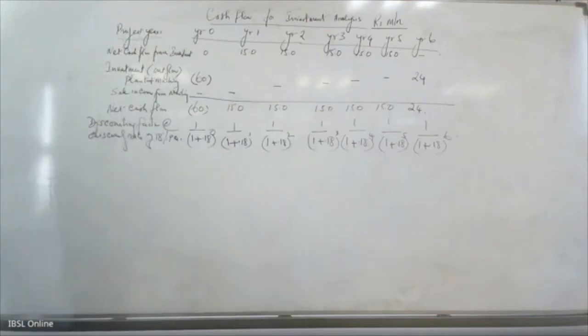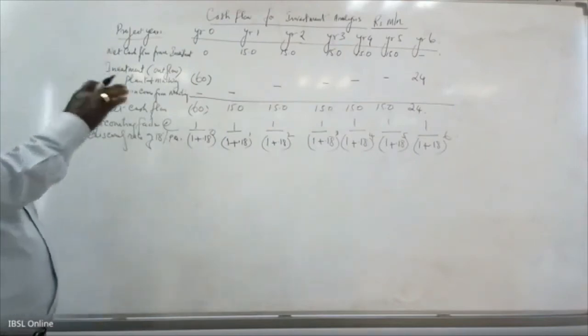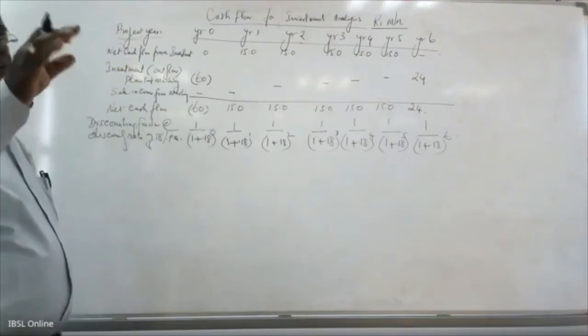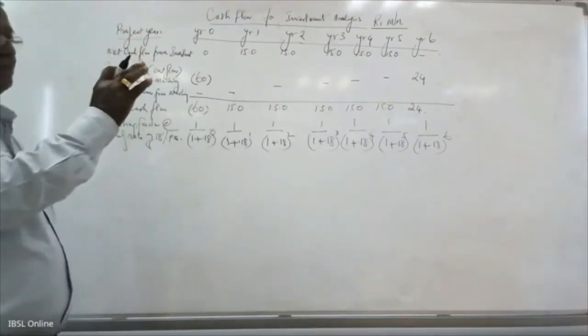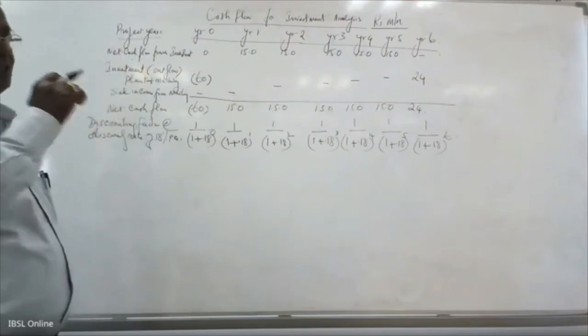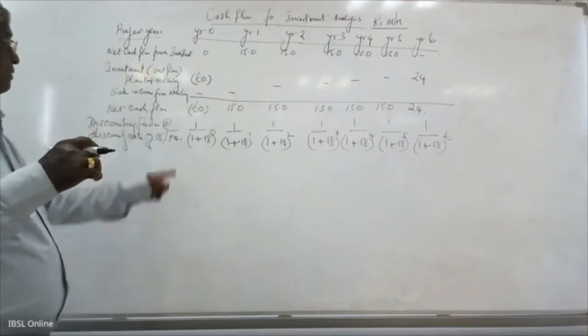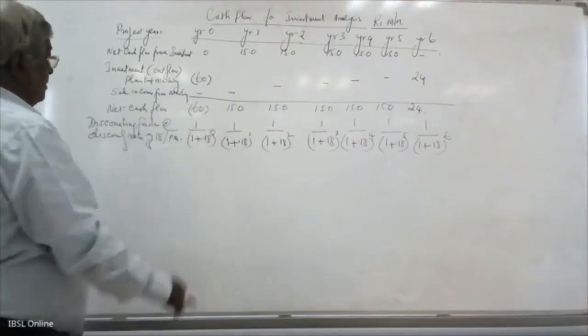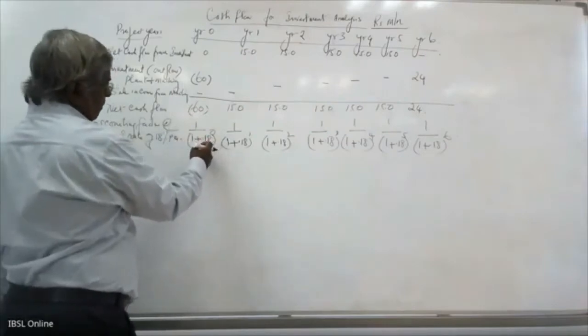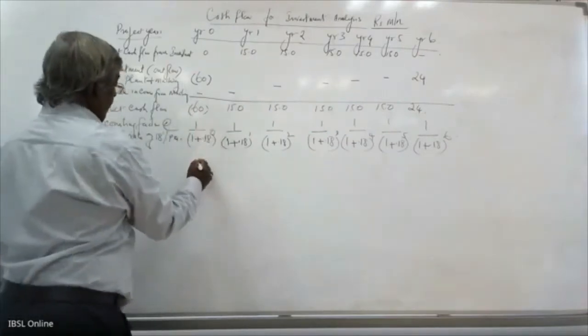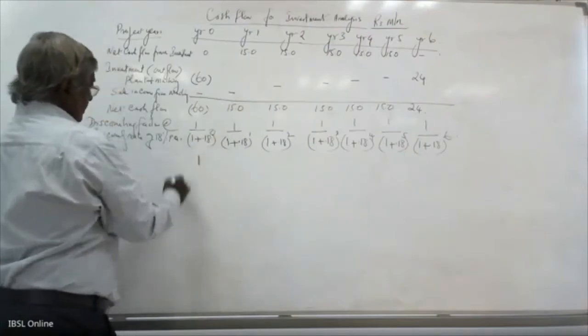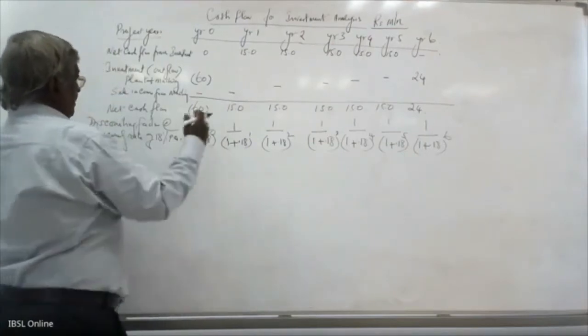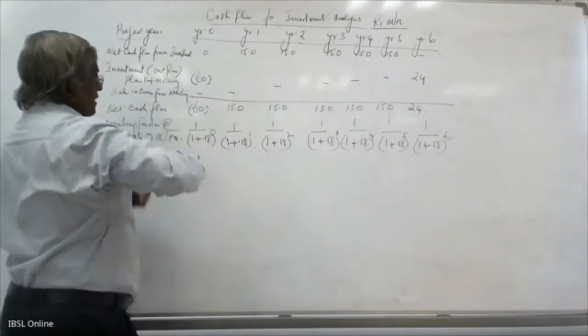So this is the discounting factor. The formula I told you: PV is equal to FV into 1 divided by 1 plus R to the power n. Here the FV is 1, so PV is equal to the discounting factor. And 1 divided by 1 plus 0.18 to the power 0 is 1.